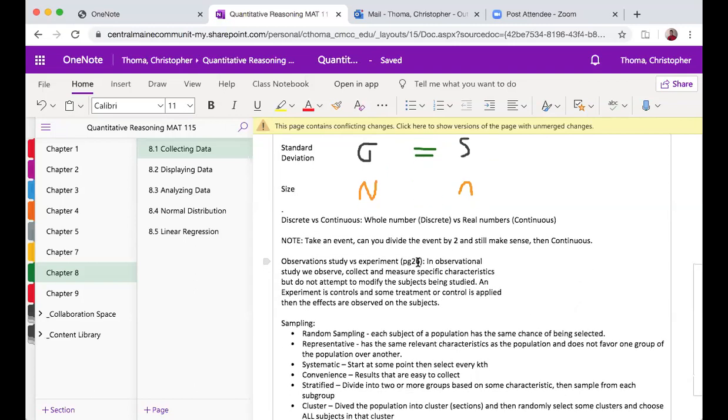So no, ignore that page number, because that's the wrong book. So I'll leave that out of there anyway.